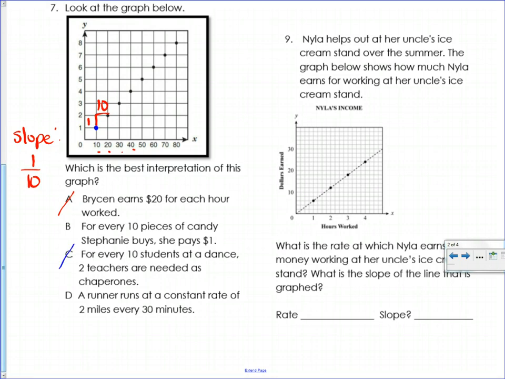A runner runs at a constant rate of 2 miles every 30 minutes. So let's look at, if my x-axis were my minutes, at 30 minutes, that should also be at 2 miles on my y. It's at 3, so it's not letter D, which means it's letter B.